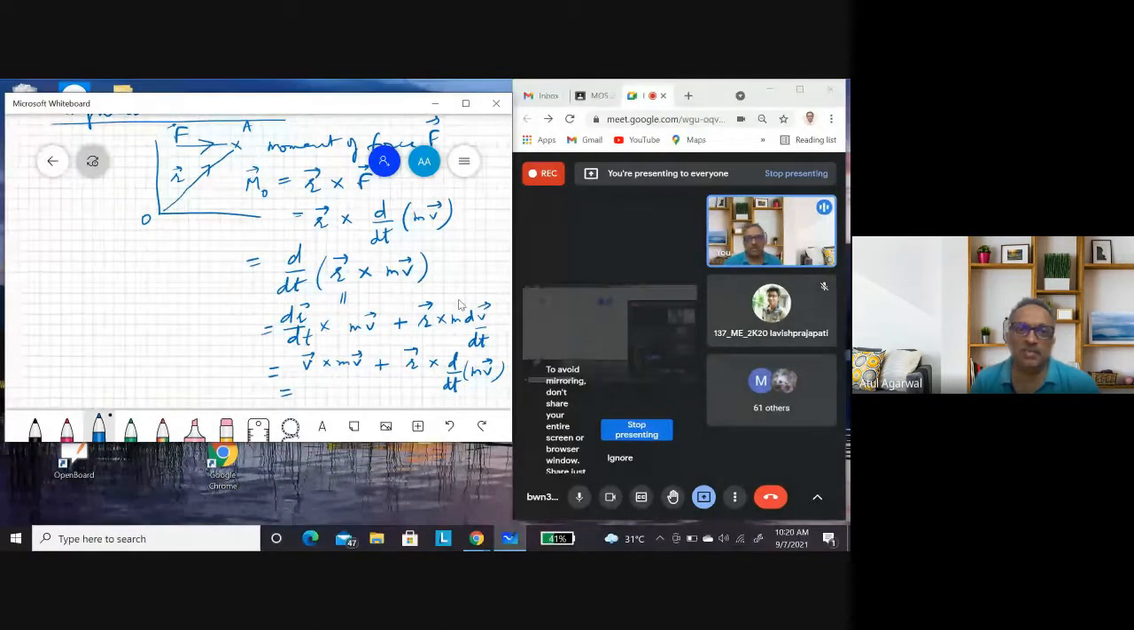So this is nothing but zero. The cross product of a vector with itself is zero, as the angle between them becomes zero and sine theta of zero is zero.